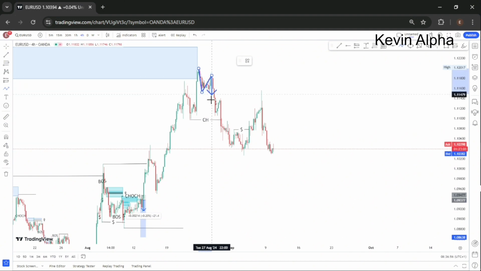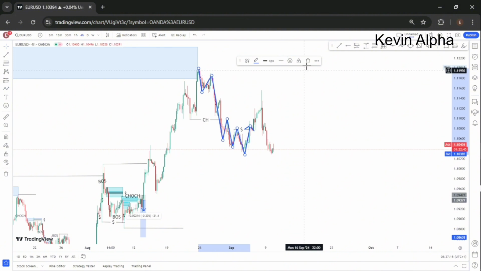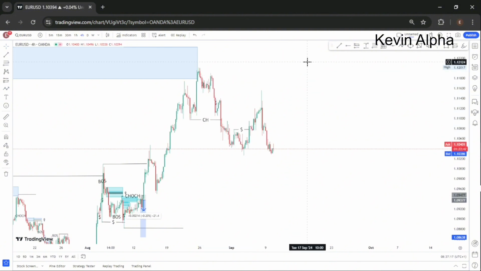Pullback number 1. Number 2. Number 3. Number 4. And then the inducement was taken. As you can see, that's how the pullback worked for the 4 hours time frame.